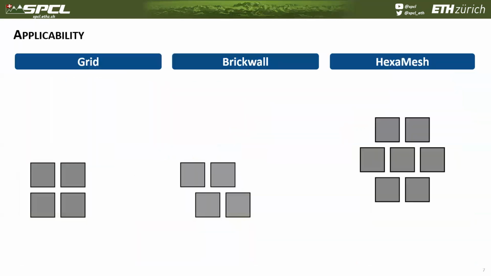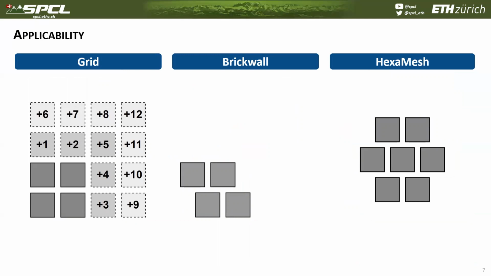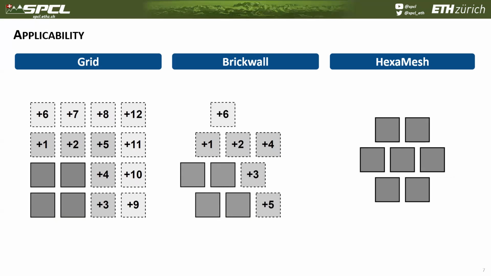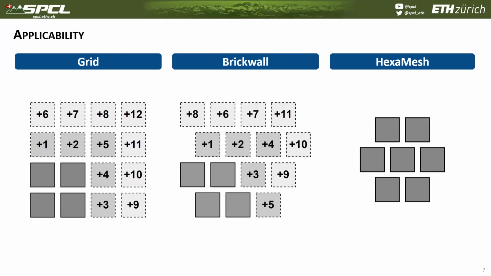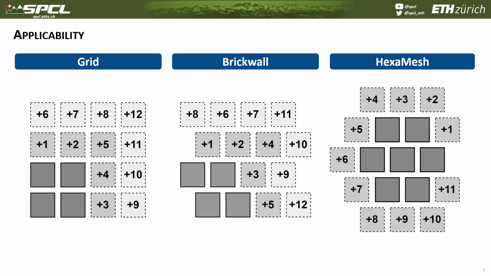So here you can see examples of regular grid, brick wall, and HexaMesh arrangements. If we now have a chiplet count that leads to an irregular arrangement, we simply add the additional chiplets on the side, something like this. For the brick wall arrangement, we do exactly the same, but here we make sure that the order in which we add these additional chiplets ensures that the additional chiplet always has at least two neighbors. And for the HexaMesh arrangement, we do exactly the same. We add these additional chiplets in a manner such that the additional chiplet never has only a single neighbor.